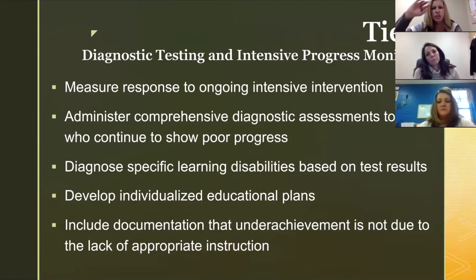So when we get to Tier 3, we're doing some diagnostic testing and really intensive progress monitoring. We're still measuring the responses constantly, checking those assessments and determining where our kids are going, if they are progressing the way that we need them to, or if we need to pull in more intensive instruction for those kids.